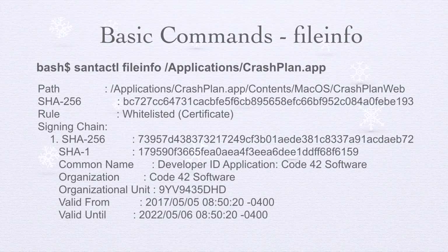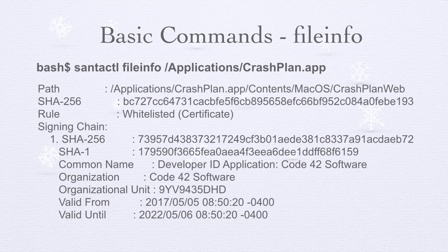Now, I know there's a big wall of text here, so you don't have to read it all. This is the output of the fileinfo command. If you run santactl fileinfo on an application, you'll see the path to the executable binary, the SHA hash of that binary, the rule. Currently, I have this whitelisted as a certificate, and the signing chain. Now, the signing chain is going to be the certificate used to sign that application. In this case, item number 1 is the developer, Code 42 in this case. I randomly picked CrashPlan. That's what came up when I was writing this. So in this case, signing chain number 1 is Code 42. Item number 2 is going to be Apple's intermediate cert, and item number 3 is Apple's root developer certificate.